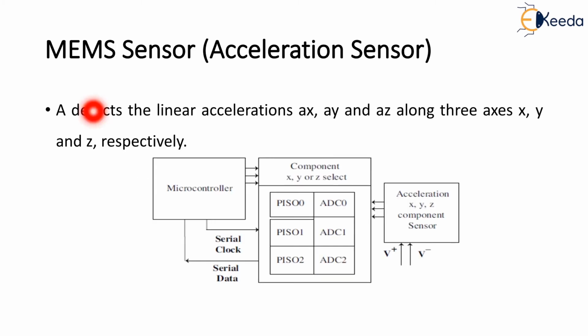So next is the MEMS sensor, that is, the micro electromechanical sensor. It is used for acceleration measurement. MEMS is used for measuring the acceleration components in 3 axes, by capacitive variations in 3 axes. It detects the linear acceleration AX, AY and AZ along the 3 axes X, Y, Z. Here the MEMS moves when a mass moves along a direction. A mechanical movement has 3 components, X, Y and Z.